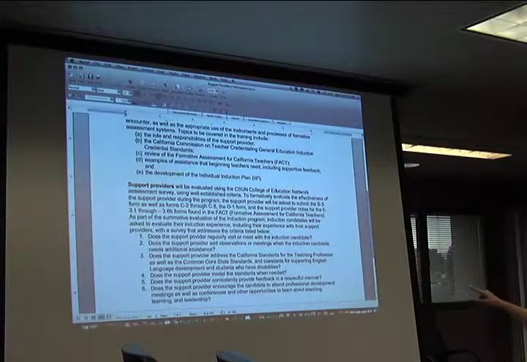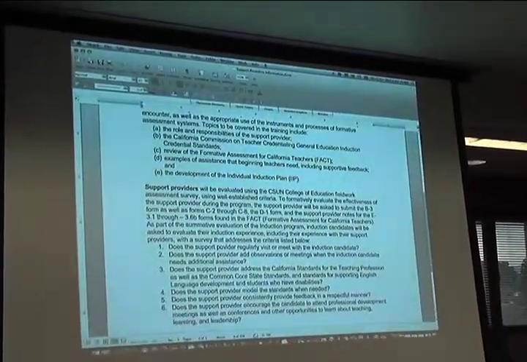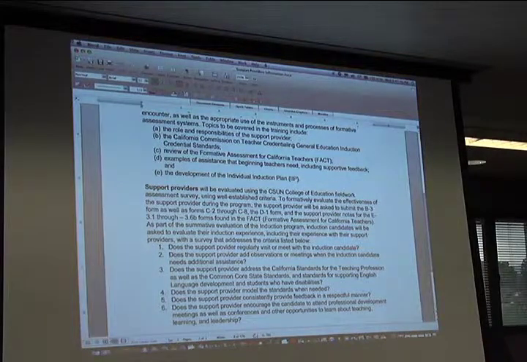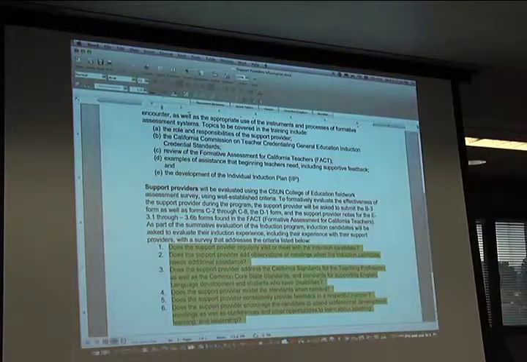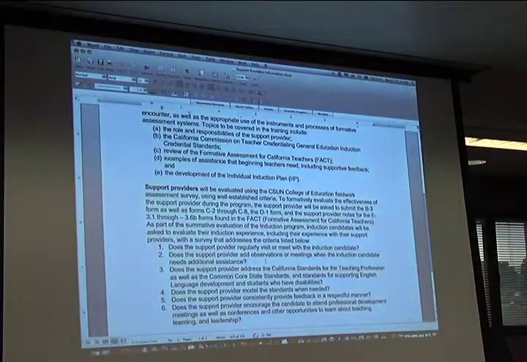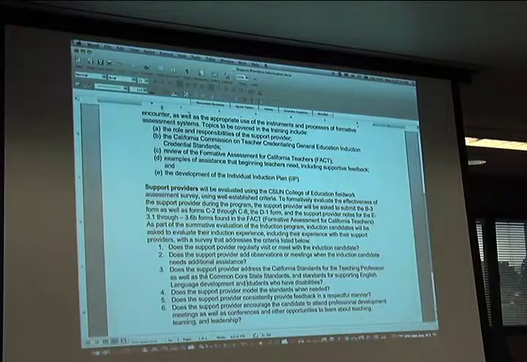Does the support provider regularly visit? Support provider at observations or meetings when the candidate needs assistance? Address the CSTP. So this really covers what we began the meeting talking about, the roles of the support provider. At the end of the courses, the students will fill out a form that asks them these questions. So the answer to these questions will depend on what you do with them, right?